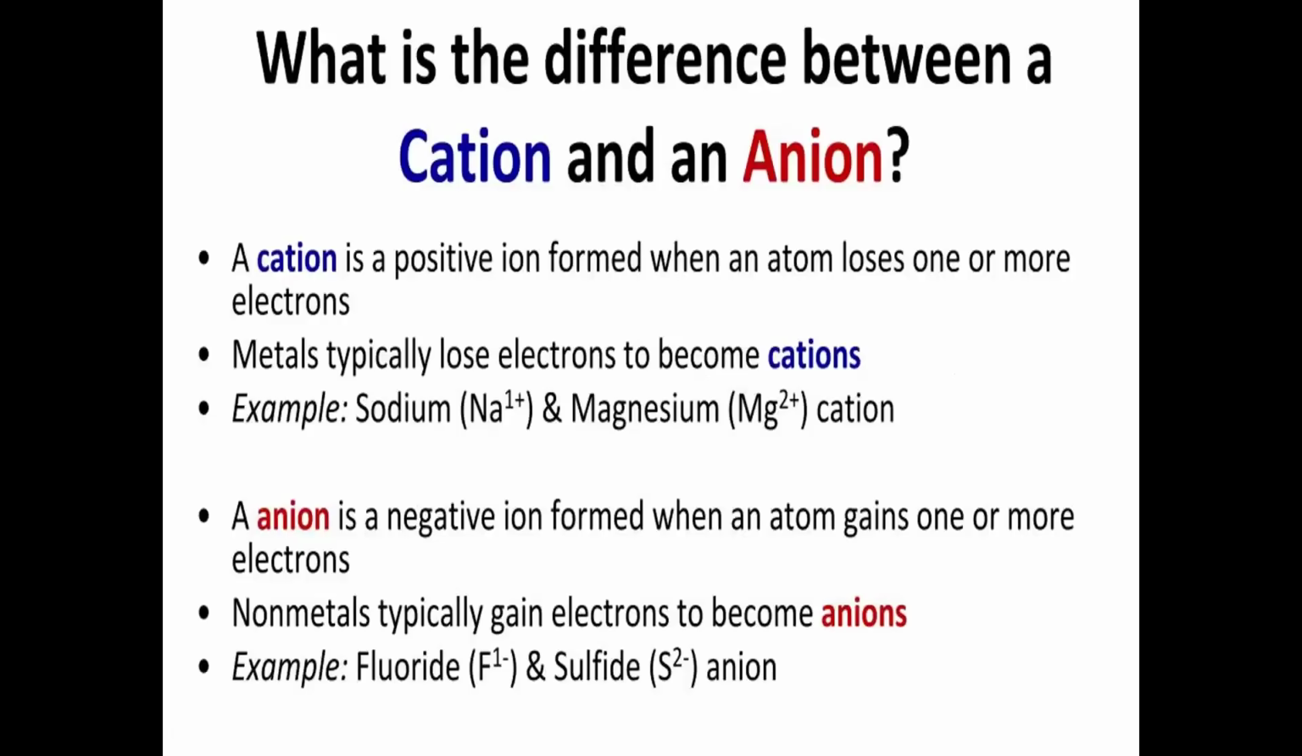All right, what's the difference between the cation and the anion? So the cation is a positive ion formed when an atom loses one or more electrons. Metals typically lose electrons and become cations. Some of the examples are sodium, magnesium, all right, and there's a few more. An anion is a negative ion formed when an atom gains one or more electrons. So these are usually non-metals, all right, fluoride, sulfide, anion.